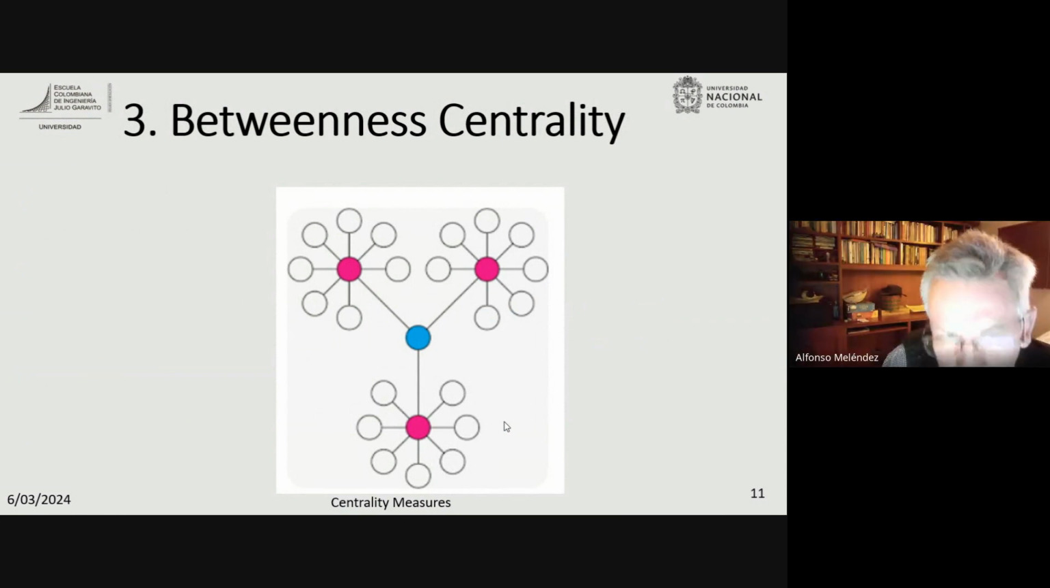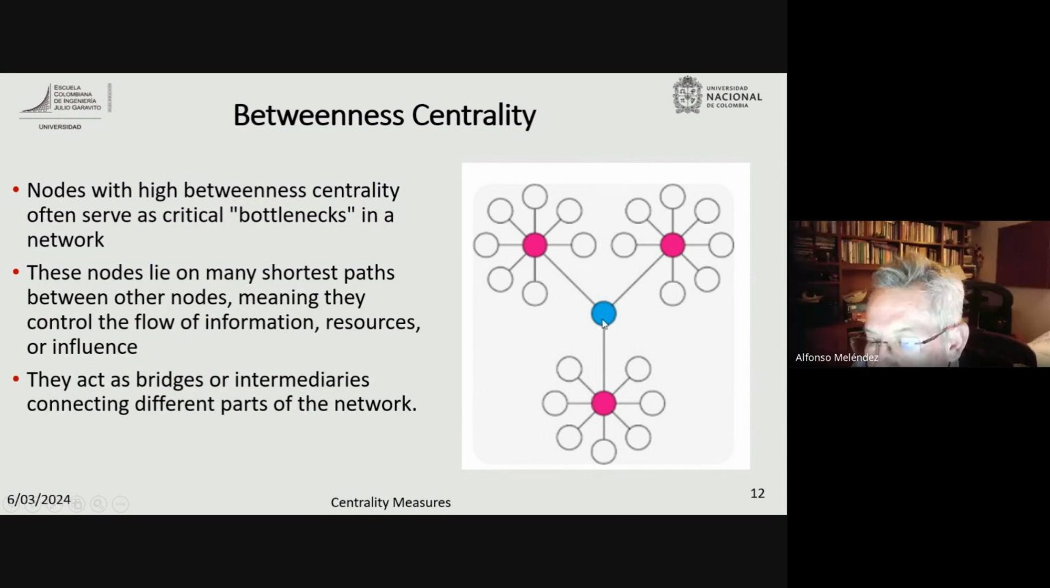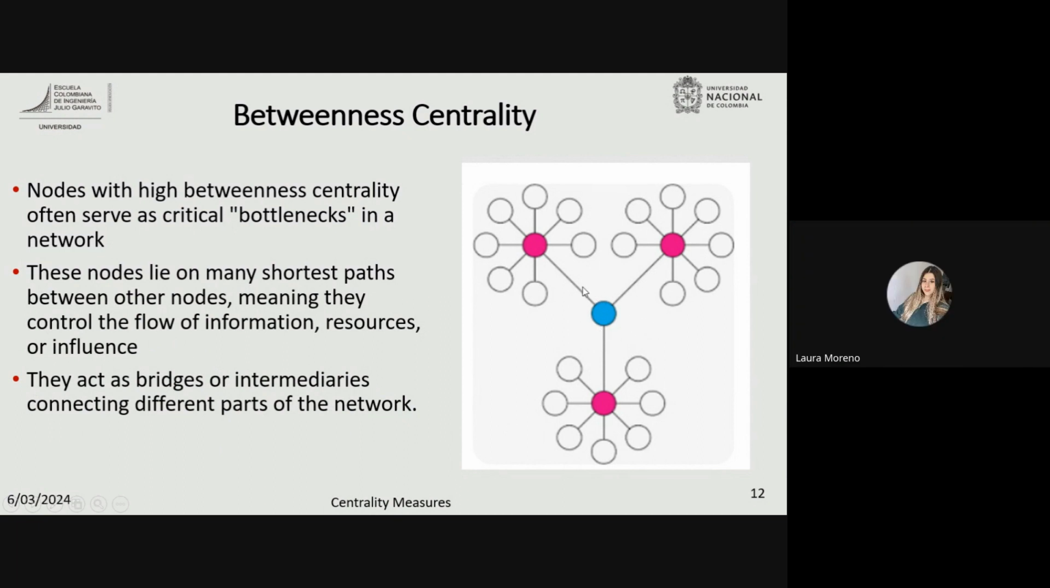Next, a centrality measure, one of the most important measures, betweenness centrality. Let's first say general things about this centrality. Nodes with high betweenness centrality often serve as critical bottlenecks in the network. These nodes lie on many shortest paths between other nodes, meaning they control the flow of information, resources, or influence. This is important. They act as bridges or intermediaries connecting two parts.